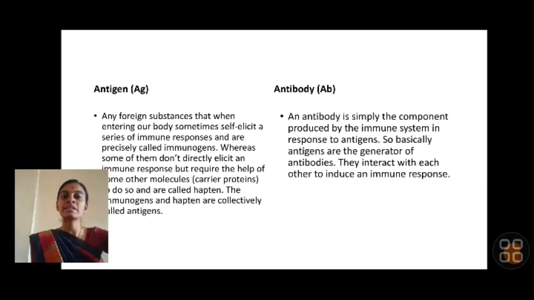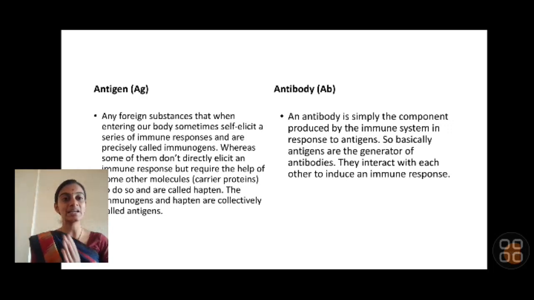Antigen is any foreign substance that, when entering our body, sometimes by itself elicits a series of immune responses and is then precisely known as an immunogen, whereas some of them don't directly elicit an immune response but require the help of other molecules like a carrier protein to do so, and these are called haptens. These all are collectively known as antigens. Okay, now let's see what is antibody.